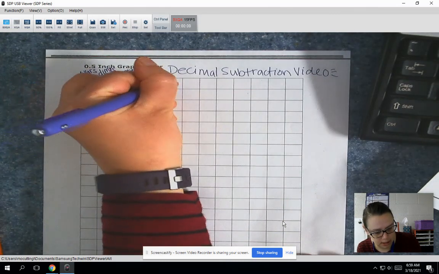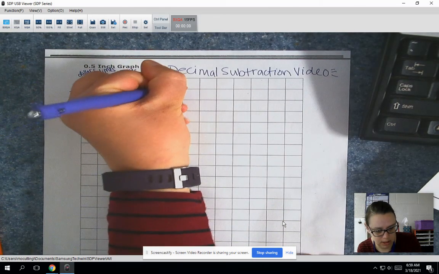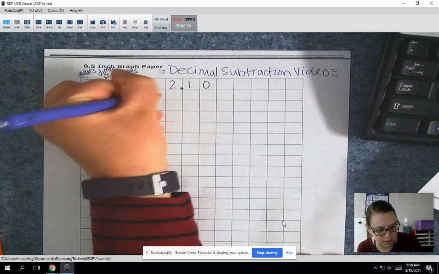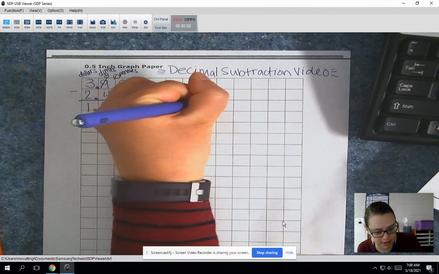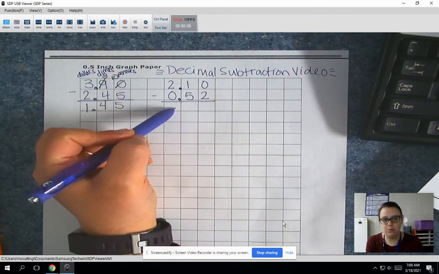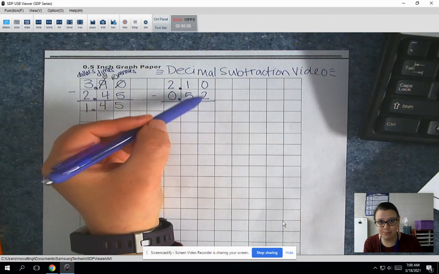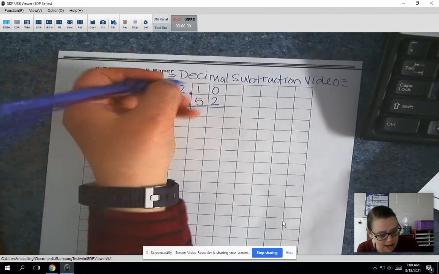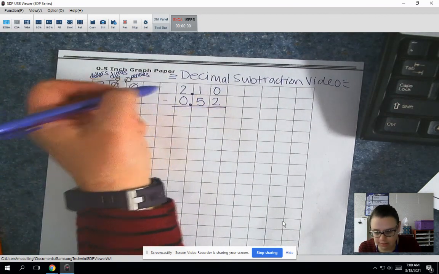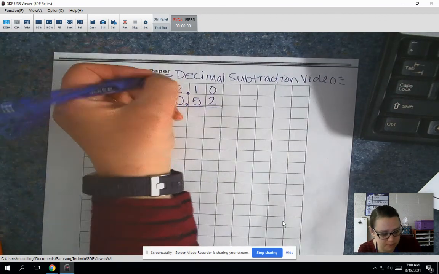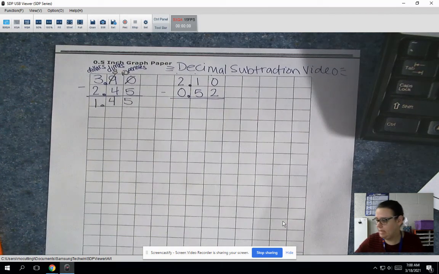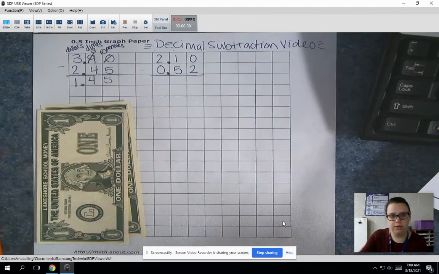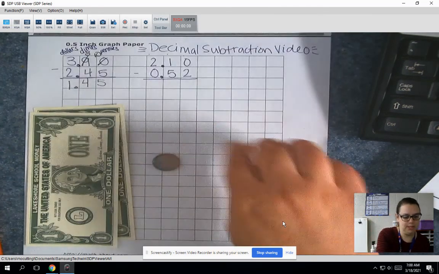All right, so now I need $2.10, and I'm taking away $0.52. So I have it lined up. So dollars match with dollars, dimes match with dimes, pennies match with pennies. I didn't leave myself enough room to label that up there, but this is my dollars, this is my dimes, this is my pennies. Okay. So I need $2.10. So $2, 1 dime, 0 pennies.